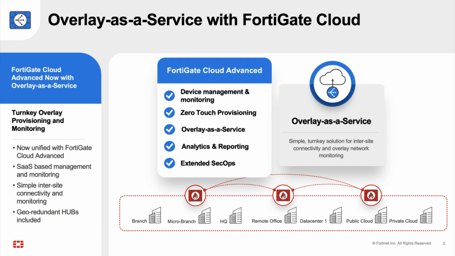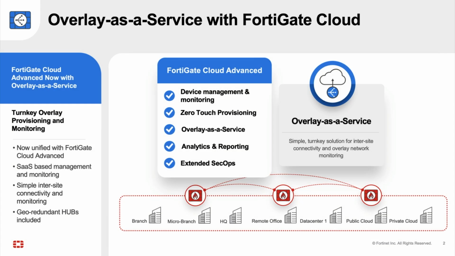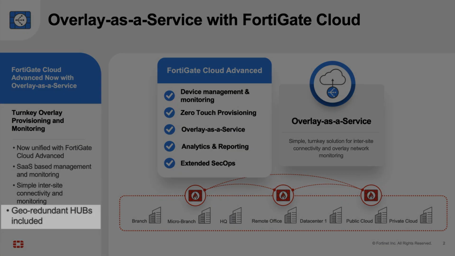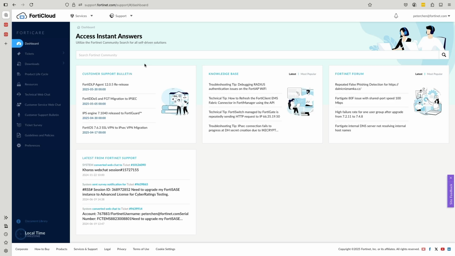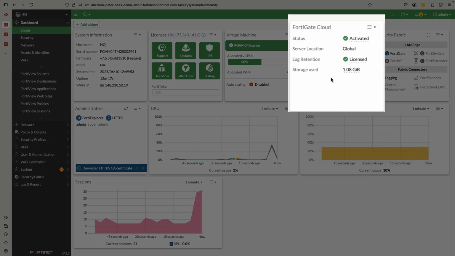Overlay as a Service includes everything an organization needs to securely interconnect their corporate and cloud locations in minutes, including Fortinet managed hubs at geo-redundant locations. We are now logged into FortiCloud, which is the launching pad for Fortinet cloud services. As a prerequisite, we will need to have our FortiGates connected to the internet and registered with our FortiCloud account for them to be a part of our inventory.